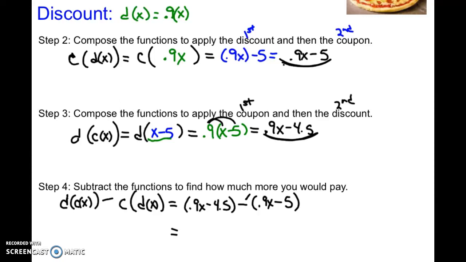To simplify, we need to distribute our negative. So we have 0.9x minus 4.5 minus 0.9x plus 5. So our 0.9x is canceled out. So negative 4.5 plus 5 is 0.5 in terms of money. We'll save 50 cents if we do the coupon first.